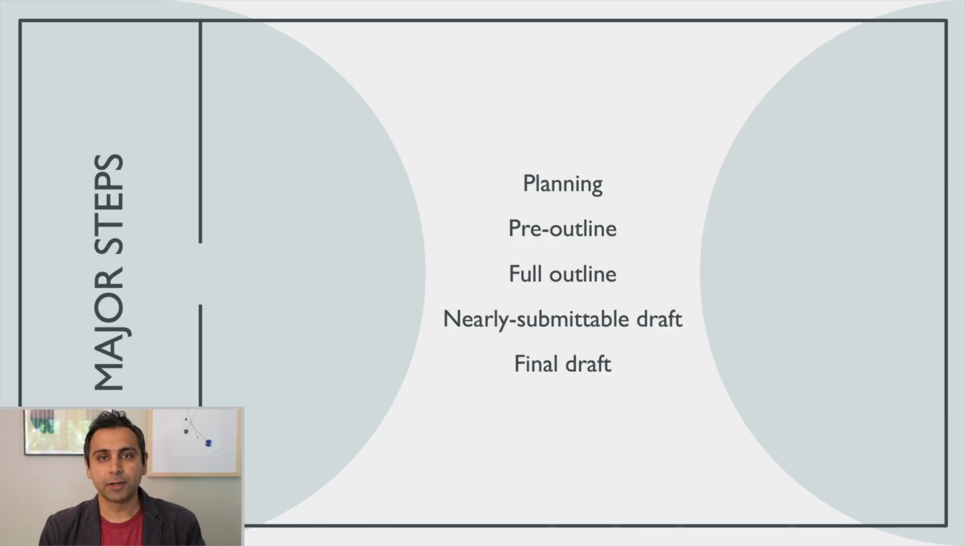Now let's begin by just talking about what these 5 steps are. The 5 steps are planning, pre-outline, full outline, nearly submittable draft, and final draft. So we're going to start by talking about the planning step.